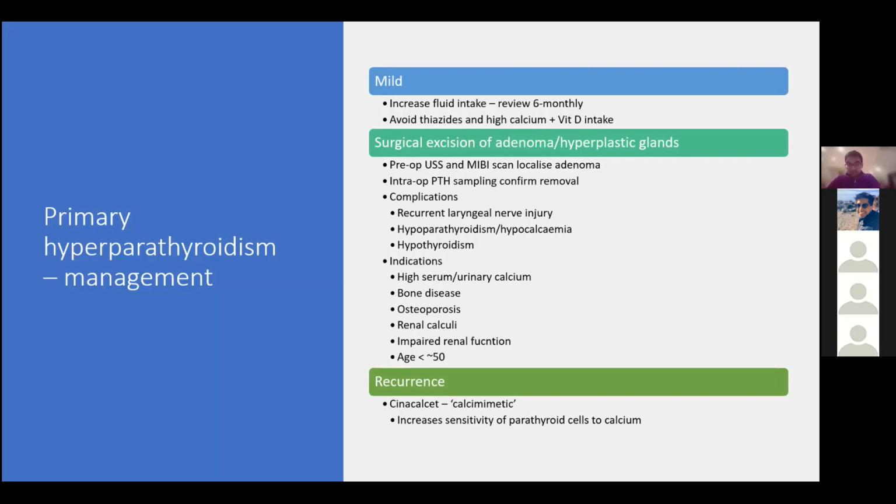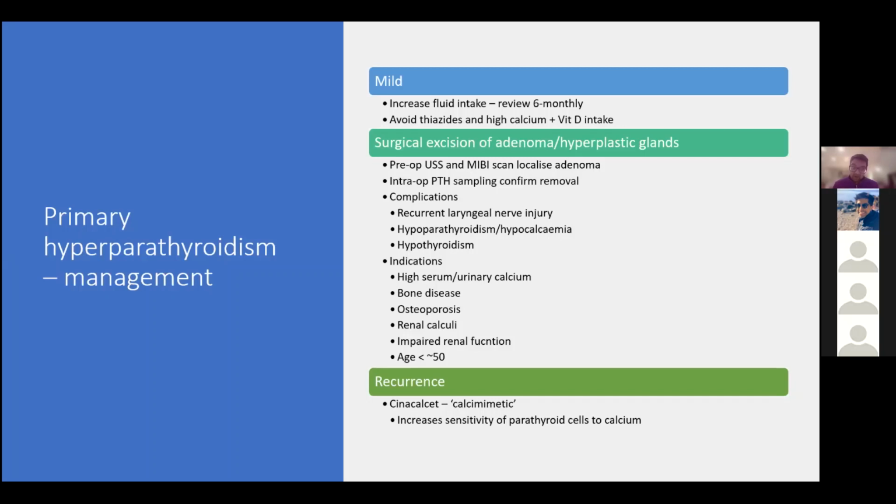You may want to consider surgical excision of the gland. The main indications for this are symptomatic disease, younger patients, and very high serum calcium. You often do a pre-op ultrasound and other imaging to localize the adenoma, and intraoperatively you want to do PTH sampling to confirm you remove the actual gland that's responsible. Obviously, the complications are similar to thyroidectomy: hypothyroidism, hypoparathyroidism afterwards, and recurrent laryngeal nerve injury.